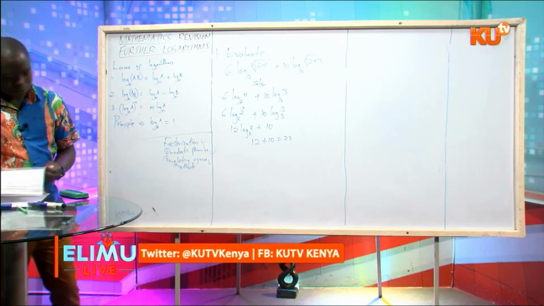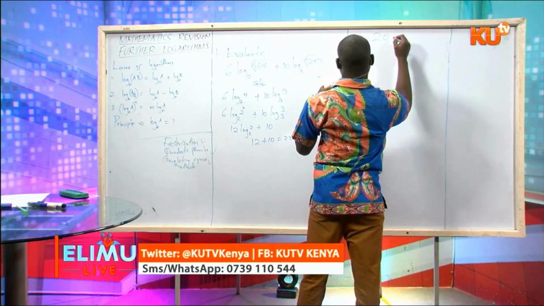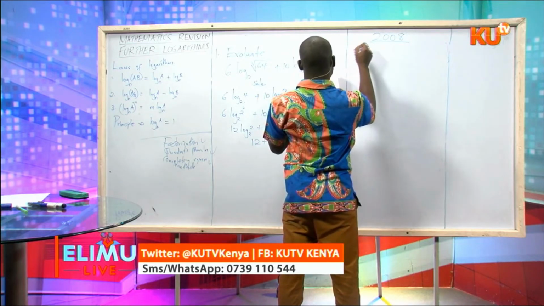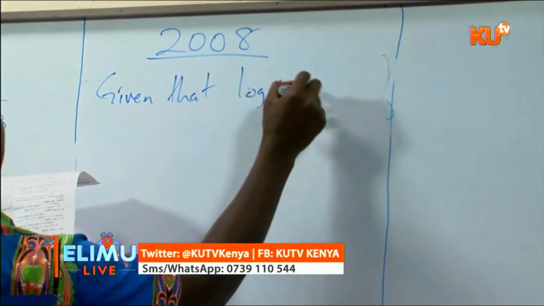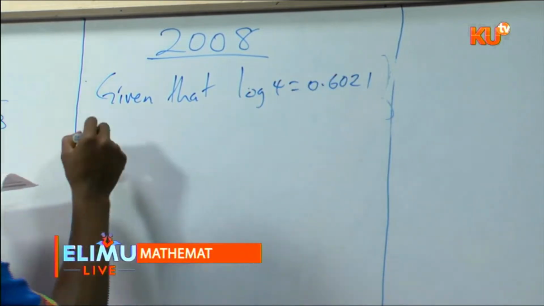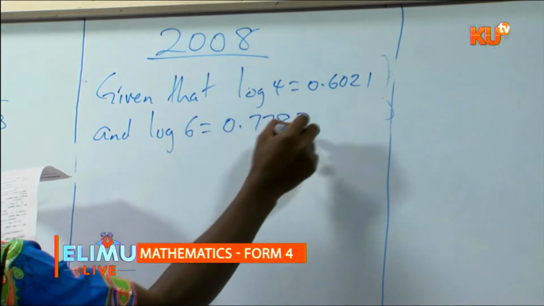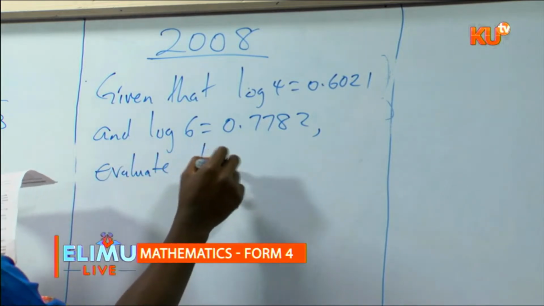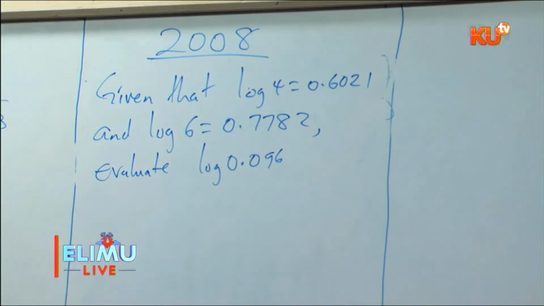That is 2008. We have 2 questions. The first one, you're told, given that log 4 equals 0.6021 and log 6 equals 0.7782, you evaluate log 0.096 without using a calculator or a mathematical table.